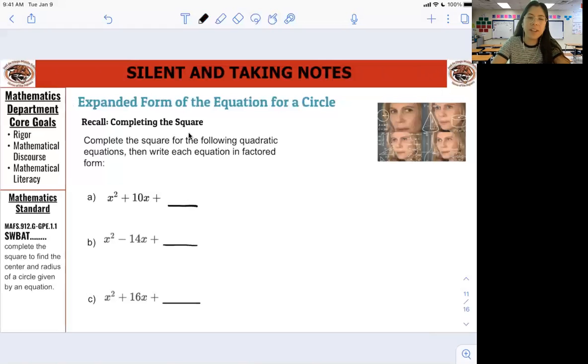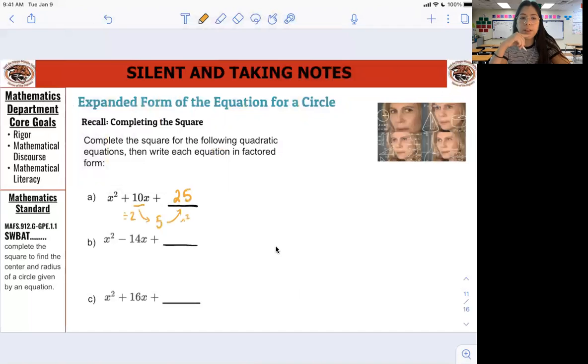Yep, we're gonna just quickly remind ourselves how to do completing the square. But don't you worry, it is really not that bad. I promise it's not that bad. Super quick. Take the 10, divide it by 2. What do you get? 5. Take the 5, square it. What do you get? 25.